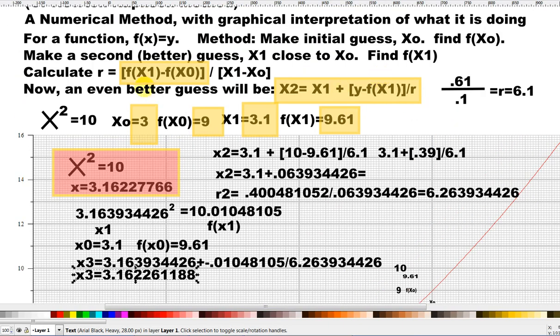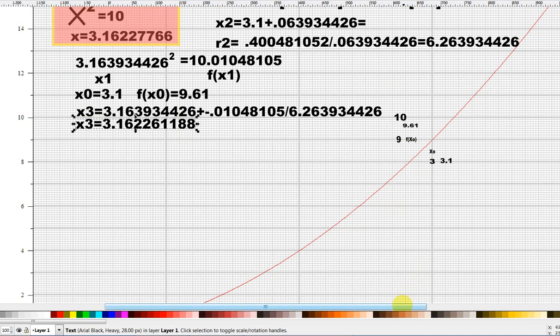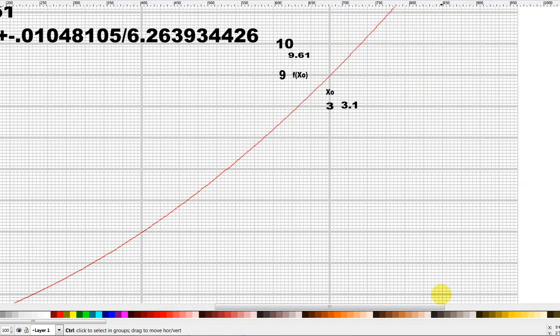So remember, our first round was, our initial guess was 3. 3 squared is 9. We made a little bit better guess, 3.1. And that squared is 9.61. And then we plugged that into this formula to calculate an R, and R was 0.61 over 0.1 equals 6.1. And then when we plugged that into this formula, it gave us our better estimate, which was 3.1639344426. Okay, so let's see what's going on and how that actually works. So we're going to move over here and zoom in to where the action is.